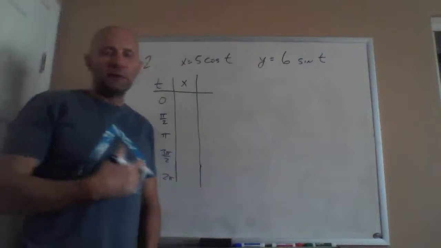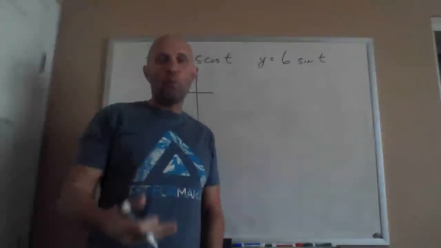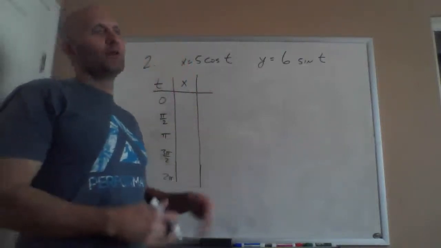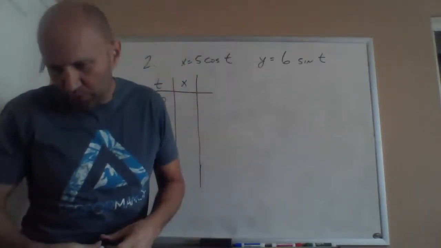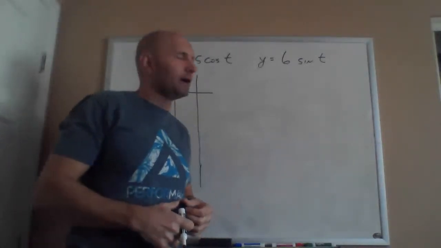The reason I do that is because at all these points, my x's and y's are either going to be 0, 1, or -1, so it'll give me nice numbers here. Otherwise, as we see in problem number 4, we have to deal with radicals, and it isn't quite so nice.